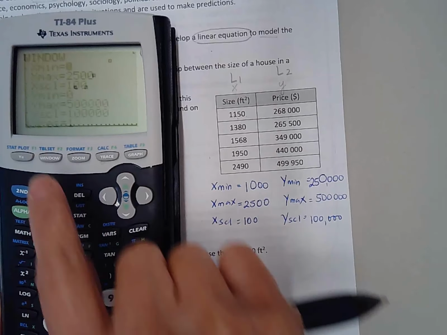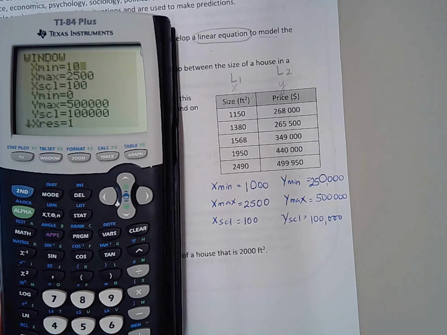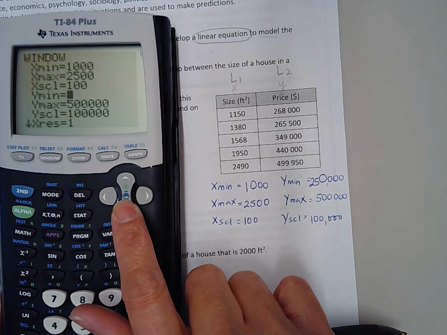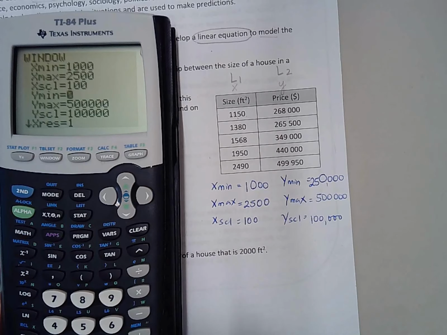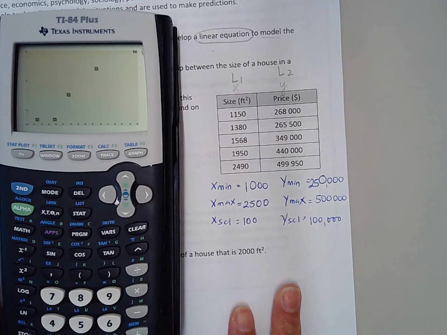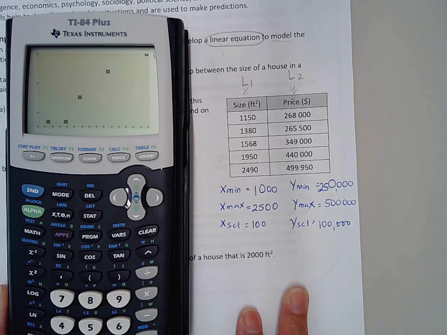Window. So 1,000. Our X max is still good. And then Y min, 250. Okay. Now, do you notice the difference between the two? The first one and then the second one.